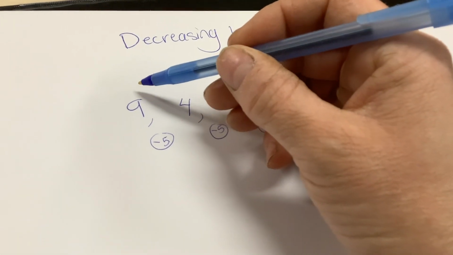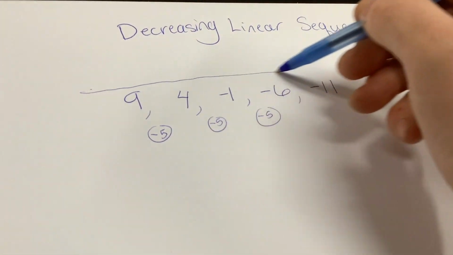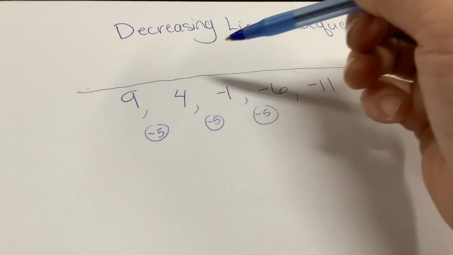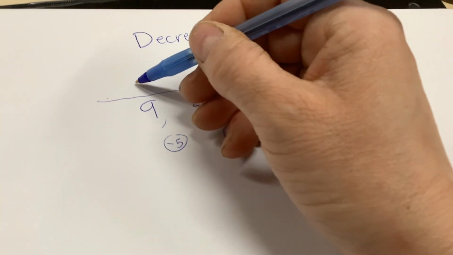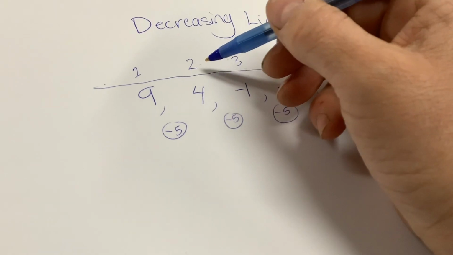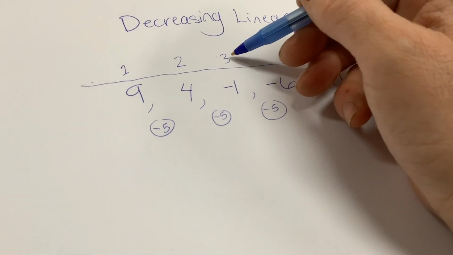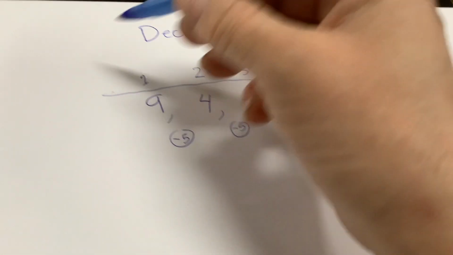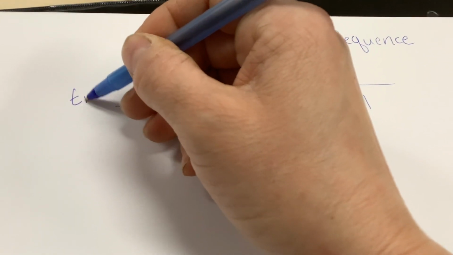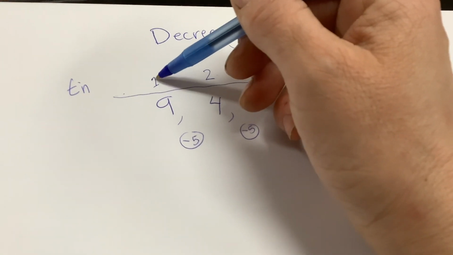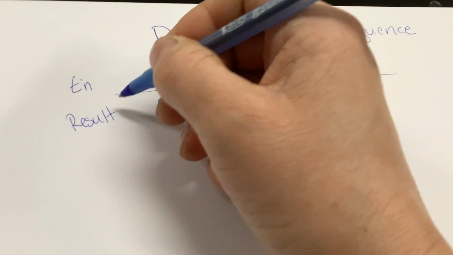I'm also going to put a line here so we can label which number each of these values is in this sequence. So 9 is in the first position, 4 is in the second position, negative 1 is in the third position. We're going to call this the term number. So when the term is 1, n would be 1, and this would be the result that you would get.